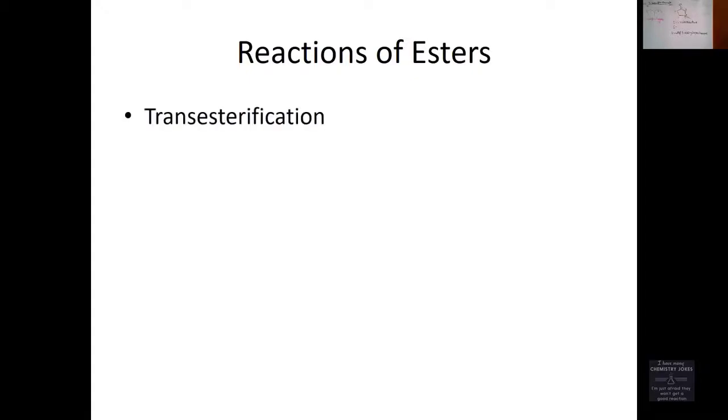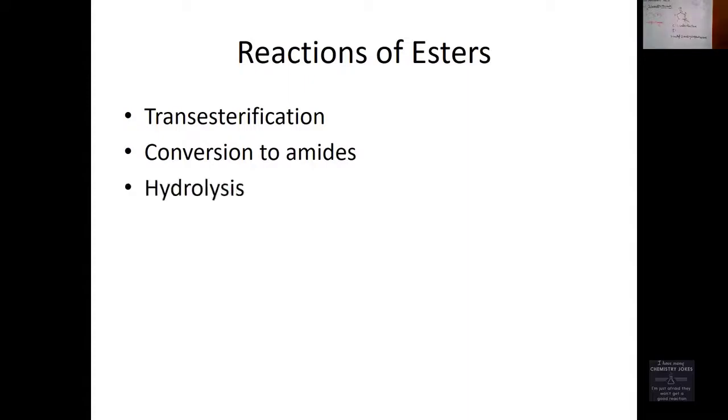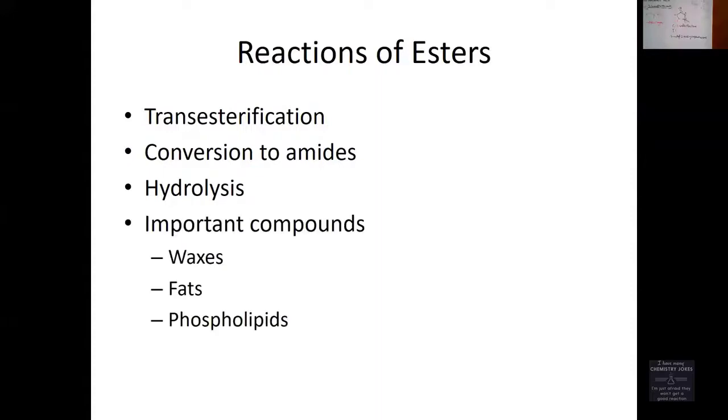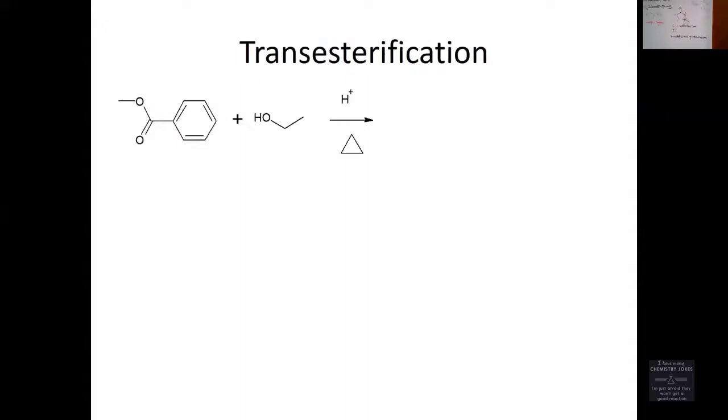Esters are different from the other derivatives we've talked about in that they can change from one ester to another. That's called transesterification. Esters can be converted to amides, just like we talked about so much yesterday. More reactive derivatives can be turned into less reactive derivatives, so esters can be converted into amides. And like all carboxylic acid derivatives, they can be hydrolyzed to become carboxylic acids. Esters are important in these types of compounds, and we'll peek a little bit into these types of compounds in a minute.